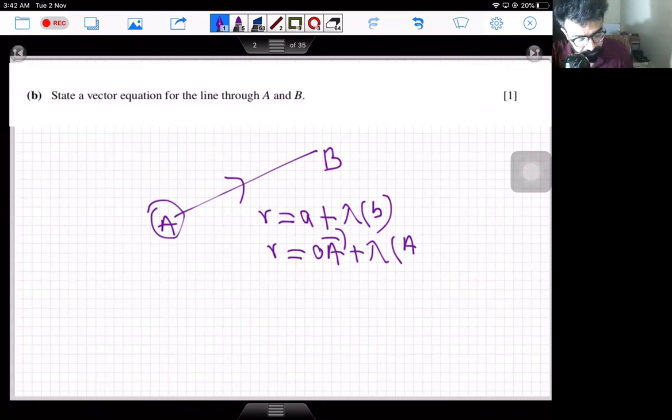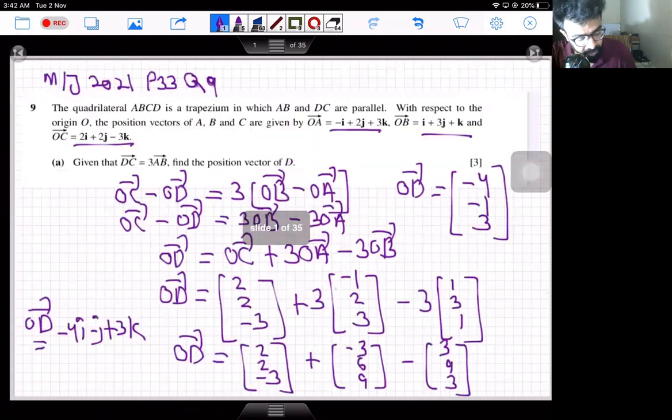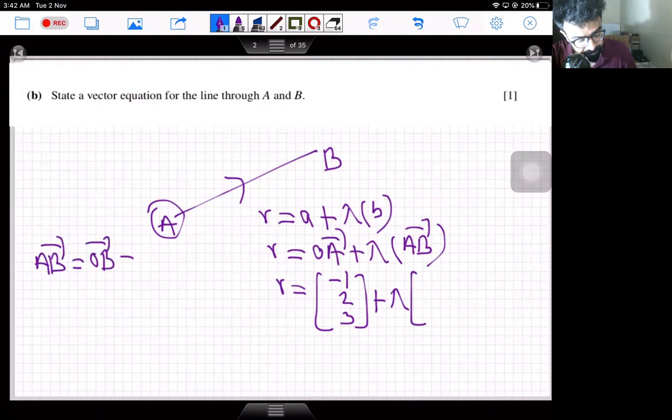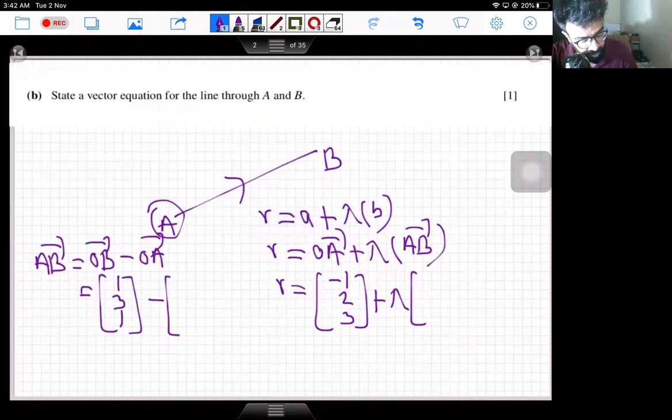Okay, so r is equal to OA vector, which is minus i plus 2j plus 3k. So minus 1, 2, 3 plus lambda times, you need to actually find the AB vector. So AB vector is equal to OB minus OA. All right. So OB is 1, 3, 1, and OA vector is minus 1, 2, 3. So this is 2, 1, minus 2. So AB vector is 2, 1, minus 2.